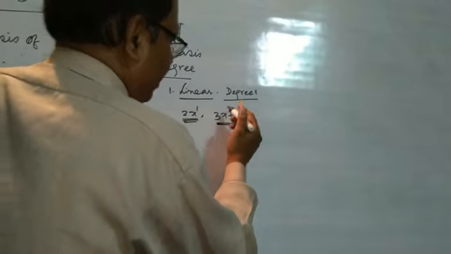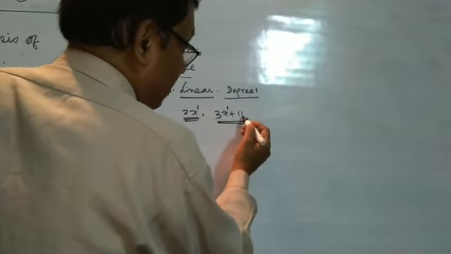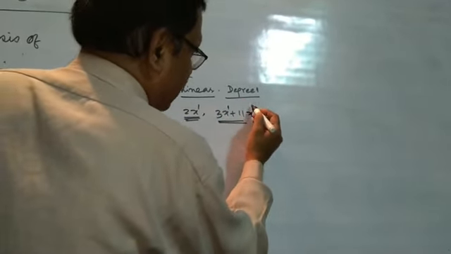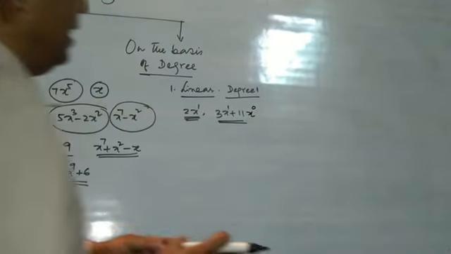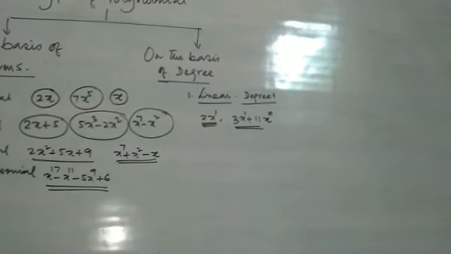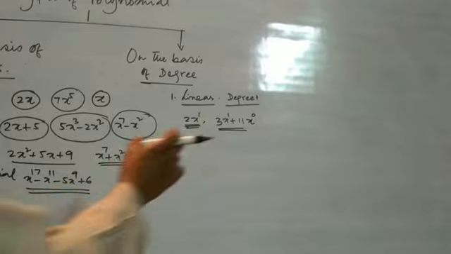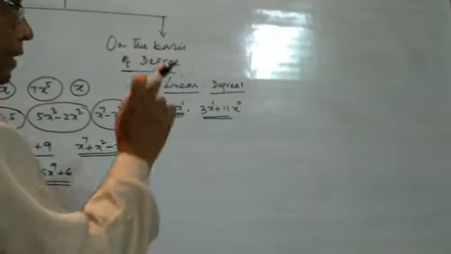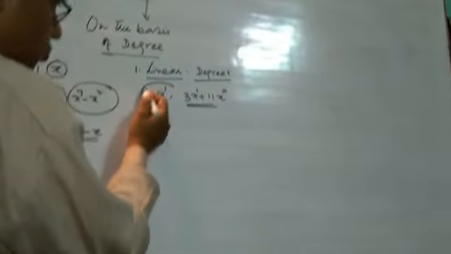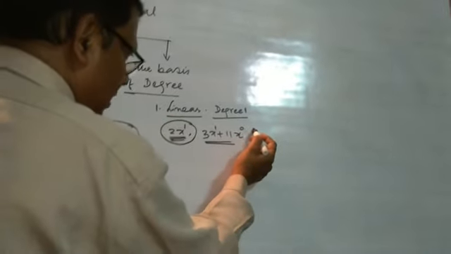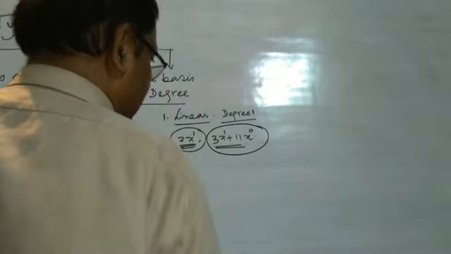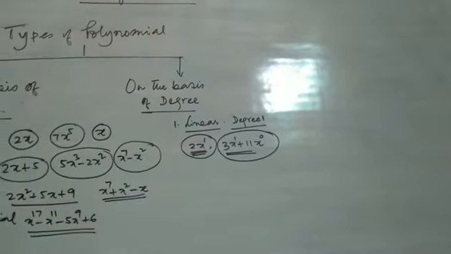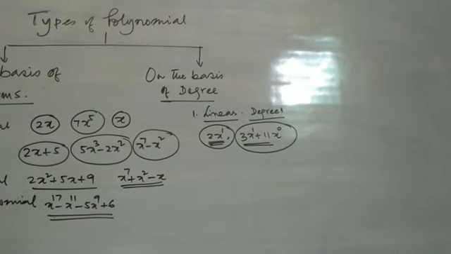What is the power of x? x is here, it is 1. What is the power of x over here? It is x to the power 0. So in case of a linear polynomial, the highest power of the variable must be 1. This one is also a linear polynomial, as the highest power happens to be 1.